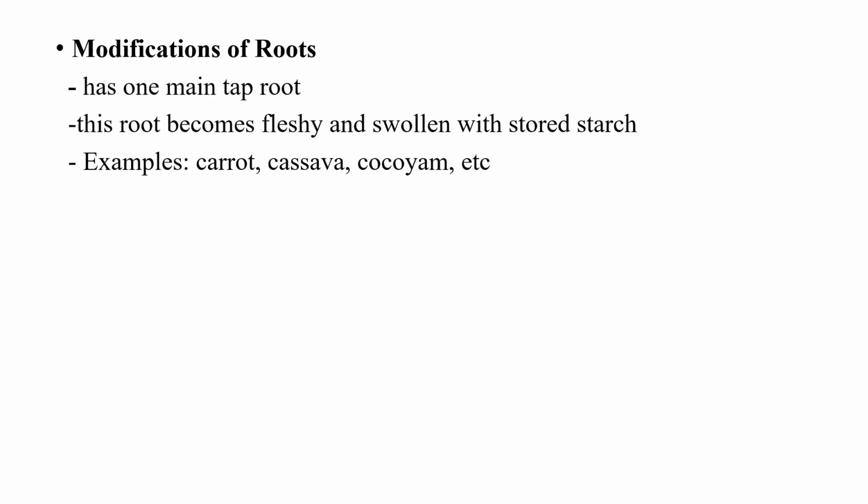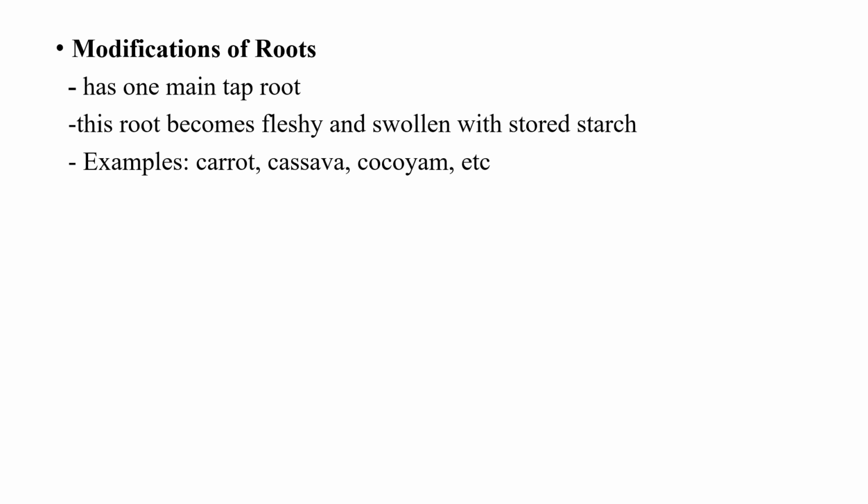Then you also have modifications of roots. When you talk about modifications of root, this normally occurs in plants with taproot system. The taproots become swollen up, become fleshy, and store starch. In this case, we have examples like carrots. The main thing in carrot that we chew is what we refer to as a root. So carrot is a modified root.